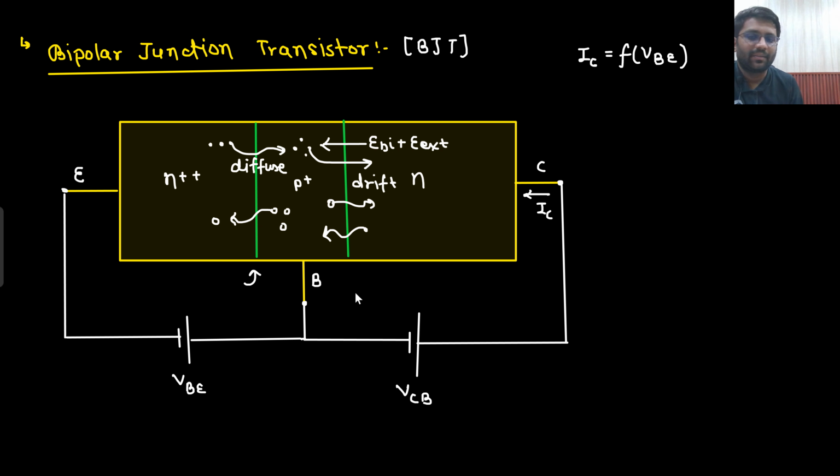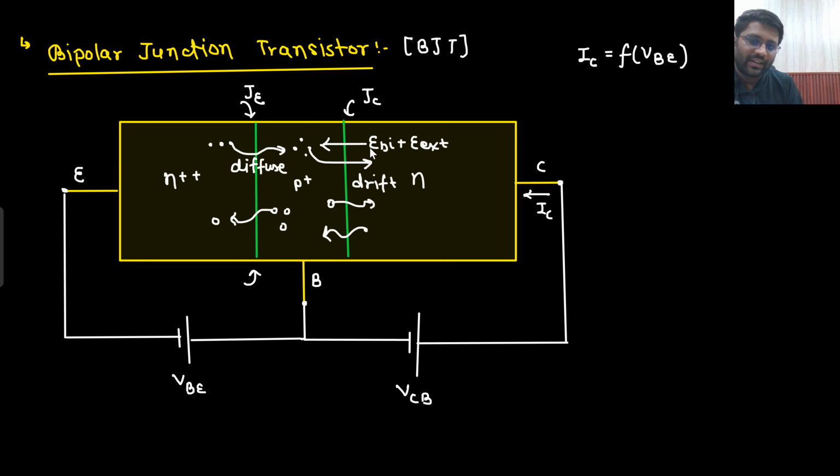Emitter, base, collector. Base is the middle point. Base is common to collector as well as to emitter. So this is your emitter junction, and this is your collector junction. Is that clear to you? So here I have given the forward bias, here I have given the reverse bias. By the band diagram as well we will understand, but the physics is clear to you.